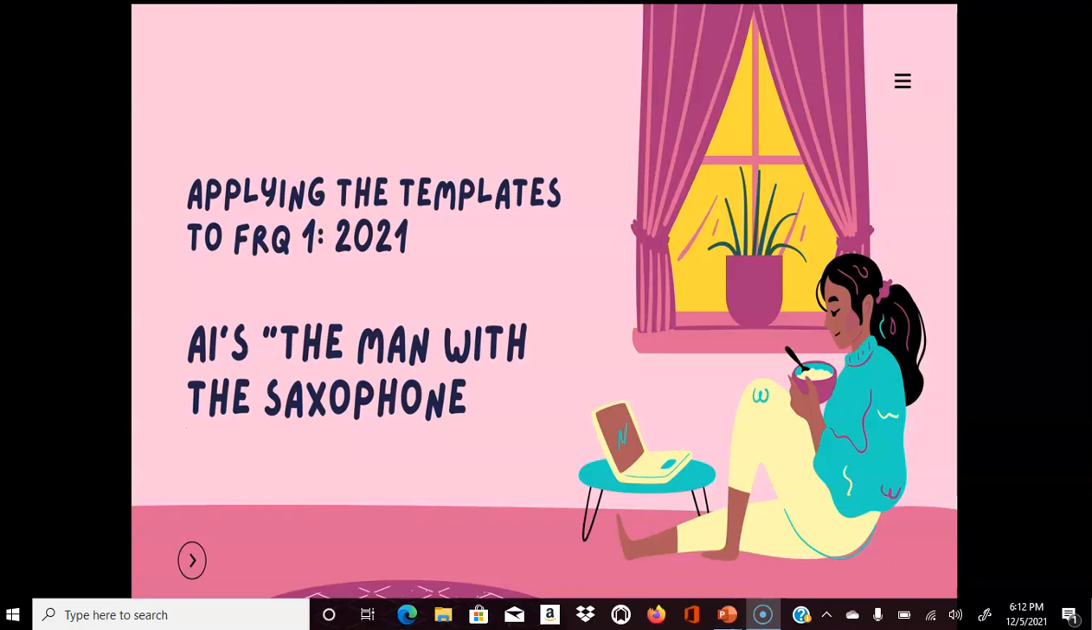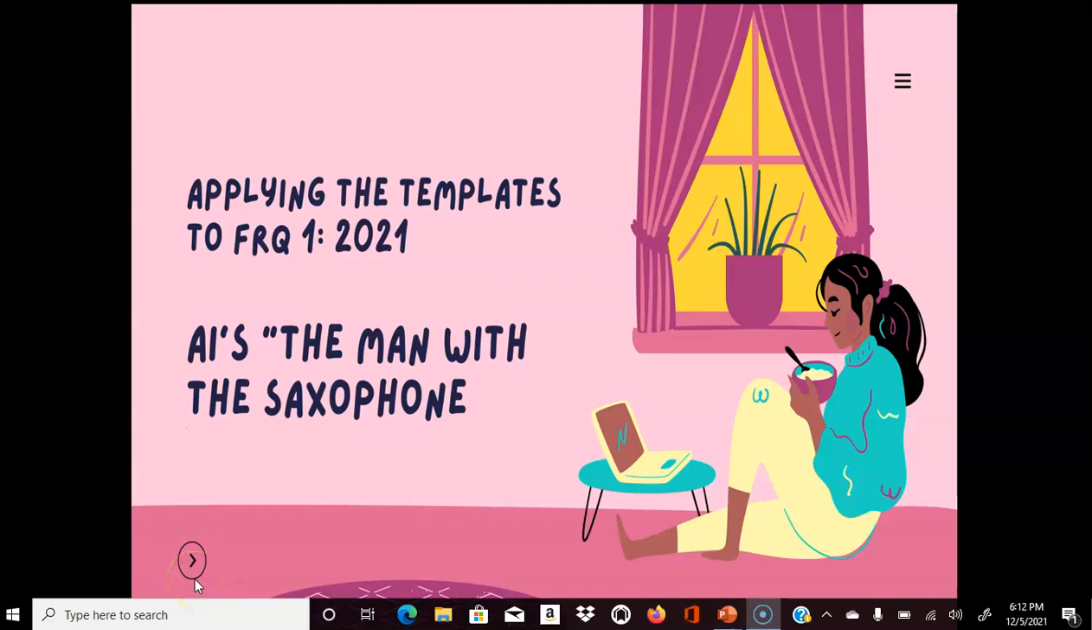Today we're going to focus on FRQ 1 from the 2021 exam, which featured Eyes, the Man with the Saxophone. I'll walk you through exactly how my students incorporated my templates to construct this essay from start to finish. I'll show you a number of introductory paragraphs where the students employed my template, and then we'll take a look at a couple of body paragraphs as well.